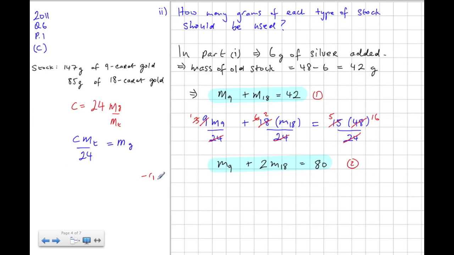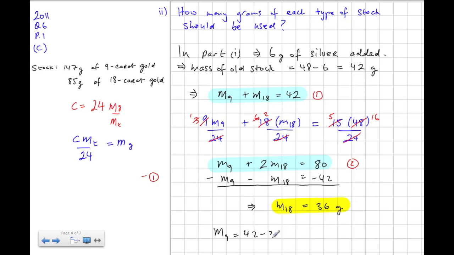Now we have our 2 simultaneous equations. If you take equation 1 from equation 2, we see that the mass of the 9s will be cancelling out. And here we see that the mass of 18 karat gold used is 36 grams. Now in total they add up to 42 grams, so therefore the mass of the 9 karat gold is 42 minus 36, so that's a total of 4 grams. So this question ended up a lot like part B.